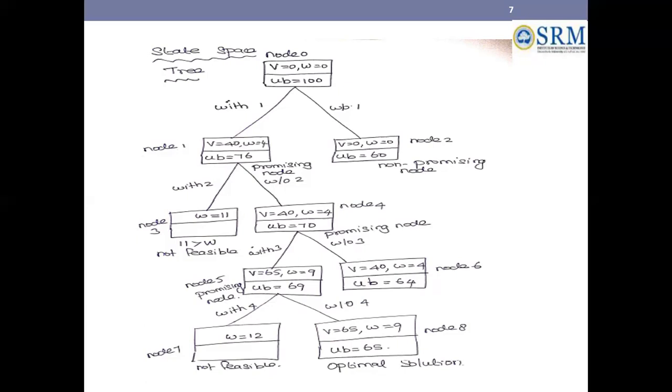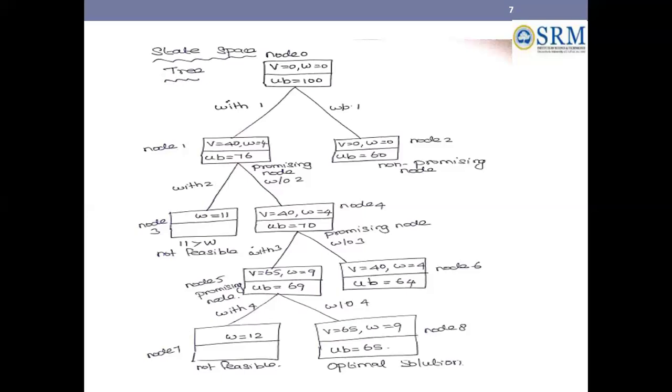So left edge, if you are adding item 1 in the knapsack, item 1 weight is 4. Previously the root weight is 0. We are adding item 1 weight, so 0 plus 4 is 4. Now the weight of the knapsack is 4. Initially value is 0. Item 1 value is 40. So 40 plus 0. Now node 1 is V equal to 40, W equal to 4.